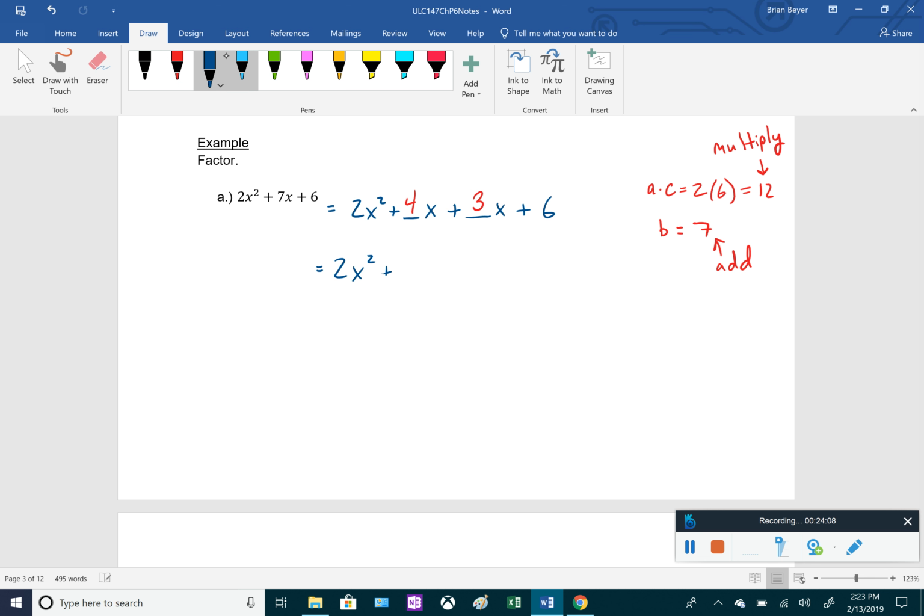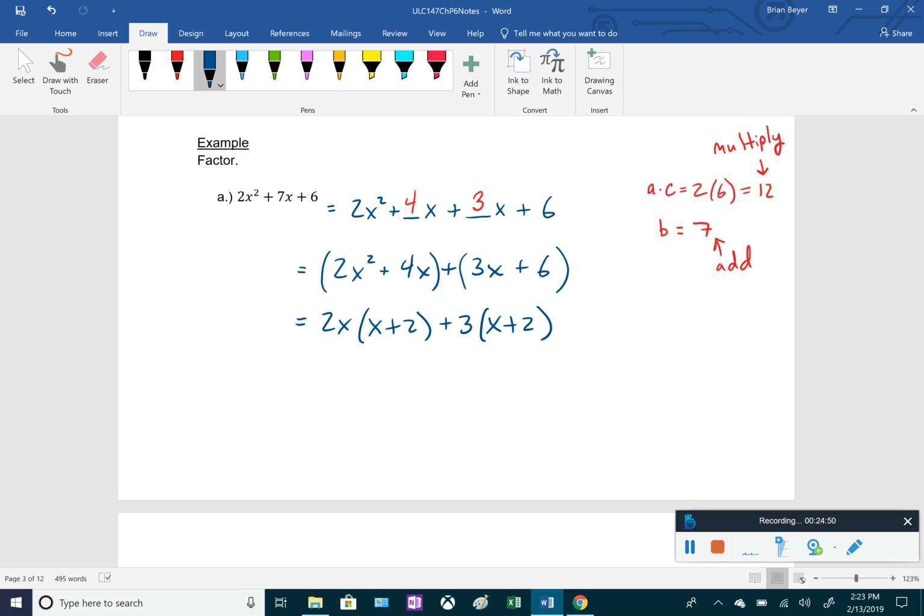So I'm going to rewrite this: 2x squared plus 4x plus 3x plus 6. And now we factor it by grouping. So we group the first two terms and we group the second two terms. And we just factor it normally by grouping. The first one has a GCF of 2x, and we're left with x plus 2. The second one has a GCF of 3, and we're left with x plus 2. So we got an x plus 2 binomial factor in both of these terms. That's how we know that we did it right.